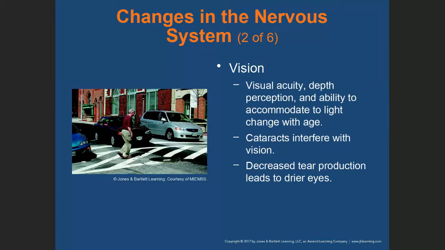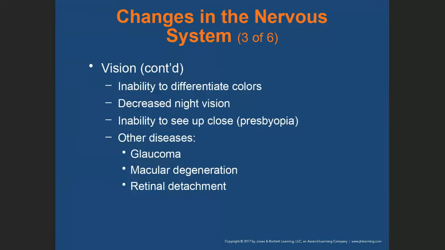Cataracts interfere with vision. That's a lens that forms over the eye, right? A film that forms over the lens of the eye can affect their ability to see. Decreased tear production leads to drier eyes. Inability to differentiate colors can occur. Decreased night vision and inability to see up close, presbyopia.